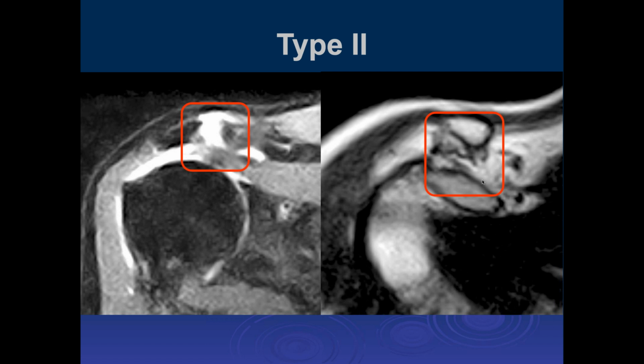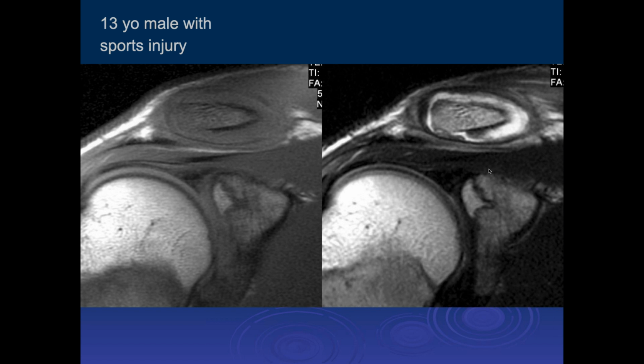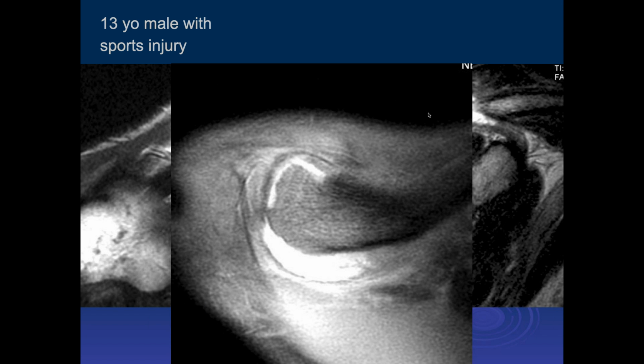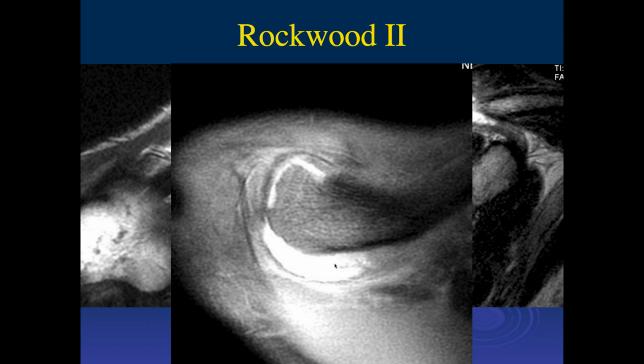in the coronal plane. And then here we have another example where we can see edema going all the way around the distal end of the clavicle due to injury to this AC joint and some separation. And there we can see the fluid coming out through the capsular tear. And this was also a Rockwood 2.